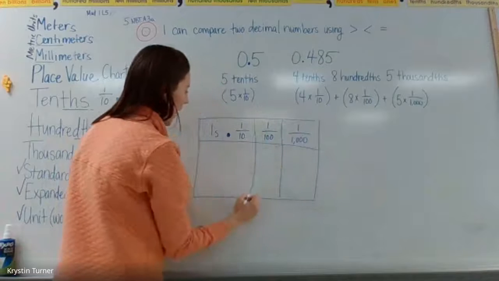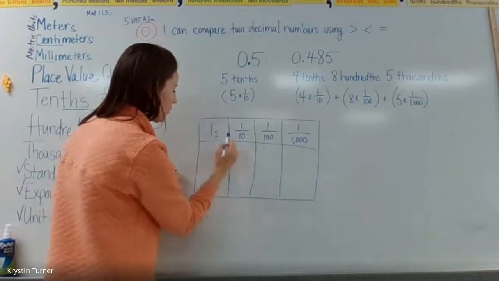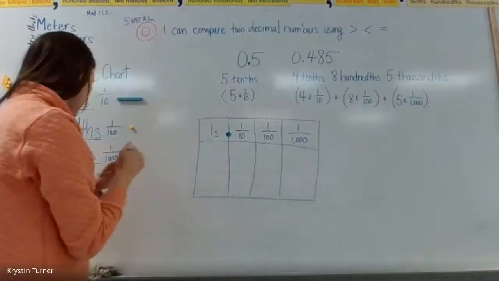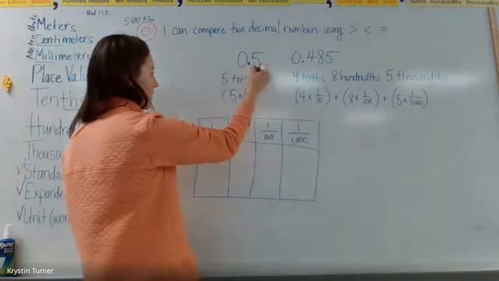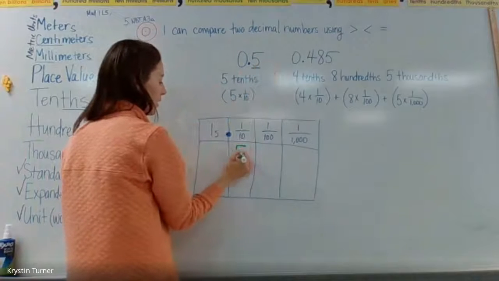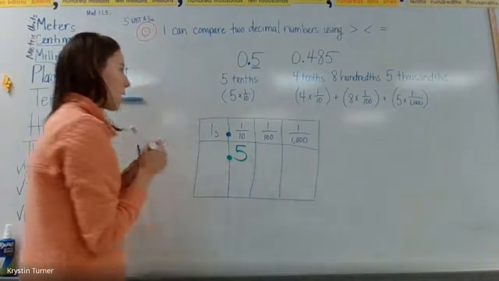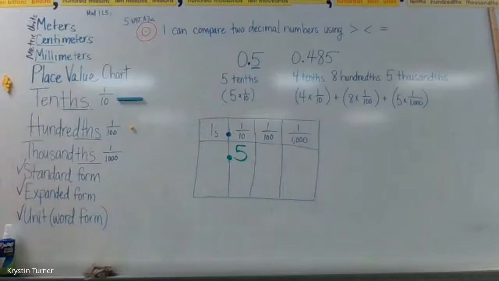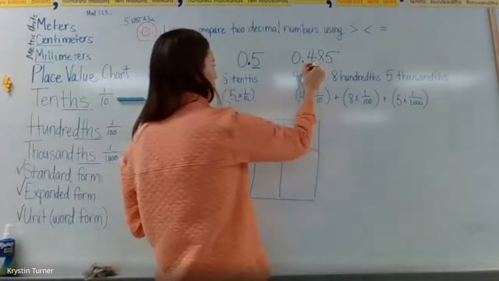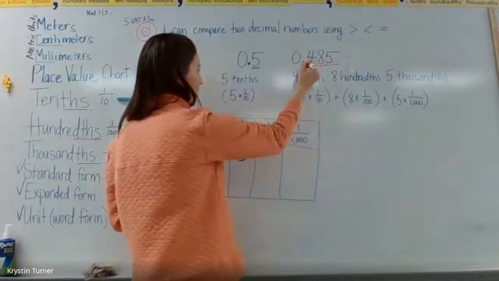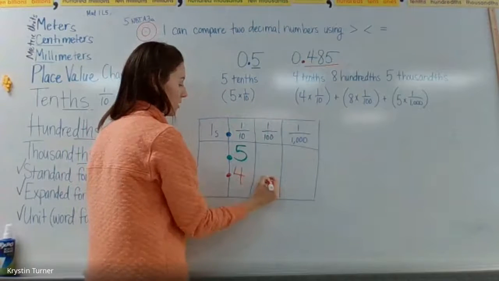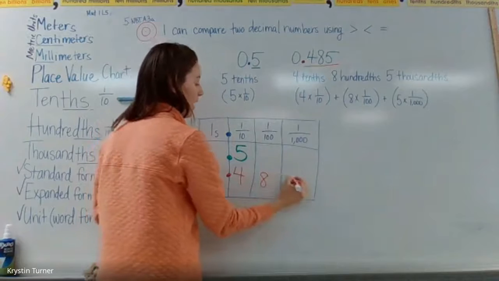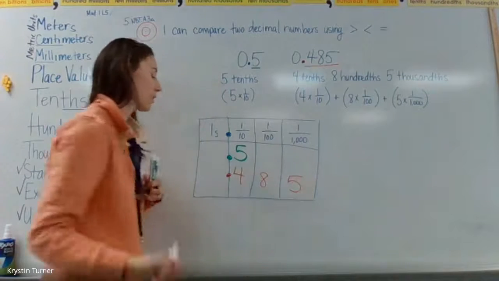And I'm just going to stack them, and that's going to really help me to figure out which one is bigger than the other. So starting with our 5/10ths, this 5 would go here. And then I'm done with that number. So now I'm going to go to 485 thousandths. So here's the decimal. And then the 4 is in the tenths, the 8 is in the hundredths, and the 5 is in the thousandths.